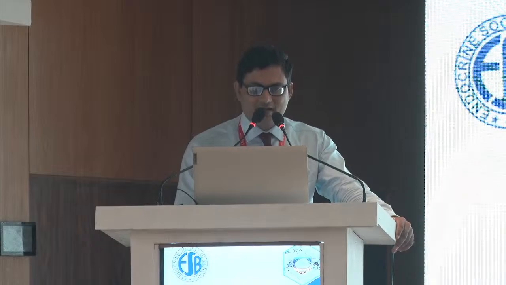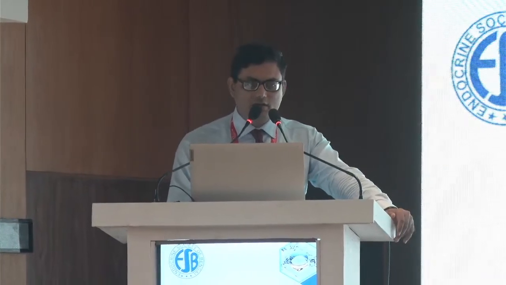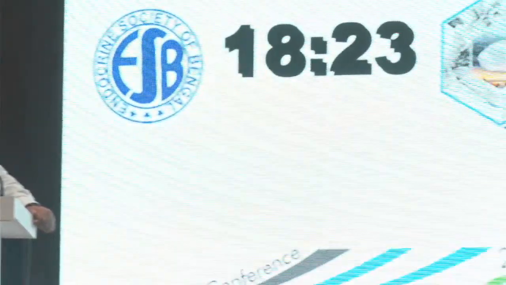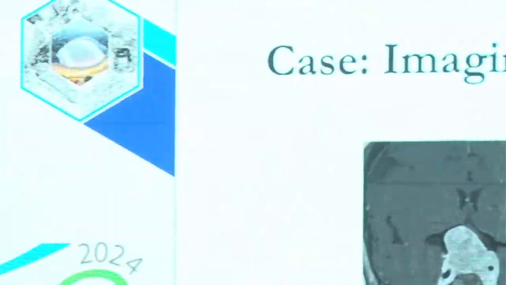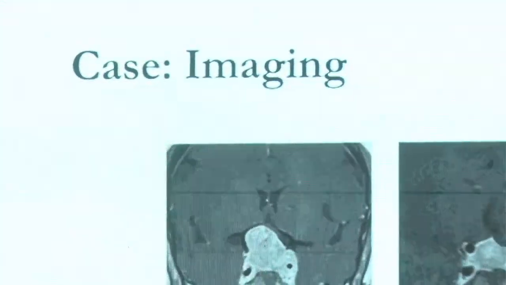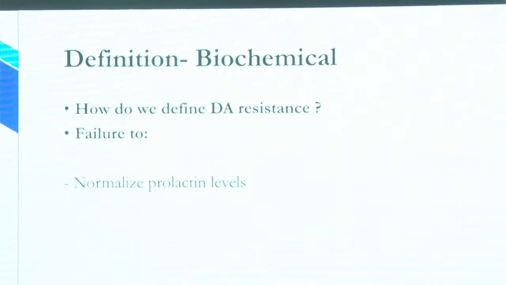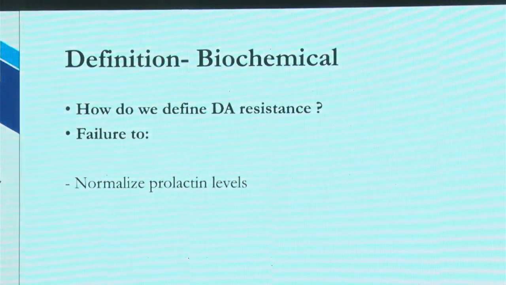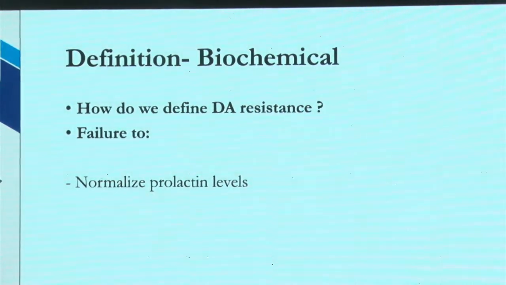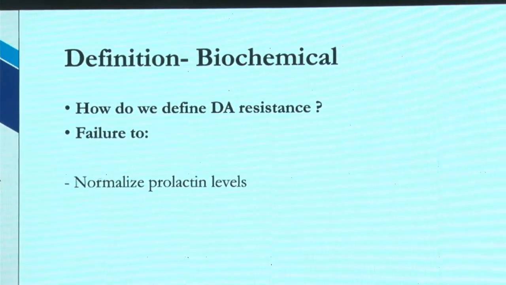And this is the classical MRI of that patient. You can see 0, 6 months, and 1 year. Despite reduction in the tumor volume, it is persisting with hyperprolactinemia and the hypogonadism is still persisting. So after this, when can we say that this tumor is resistant to dopamine agonist?